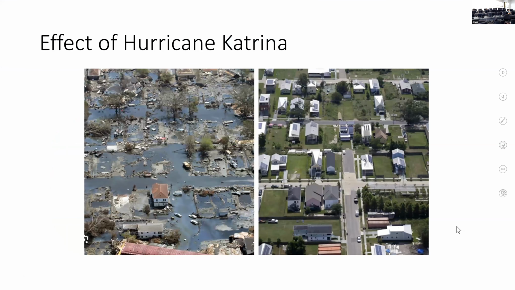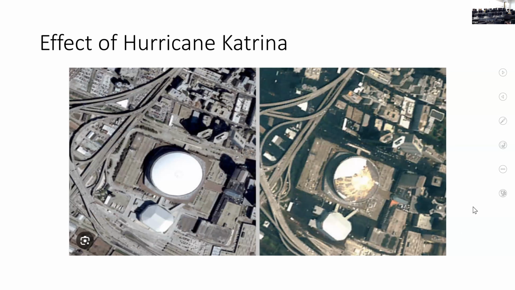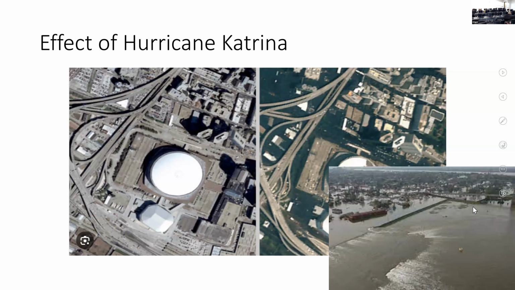Here you can see the effect of Hurricane Katrina, the before and after situations. Like you can see all the neighborhoods inundated, and these all were because of levee failure. This shows us why levees are important for our day-to-day life. This is also another picture, and this is the catastrophic event that took place.